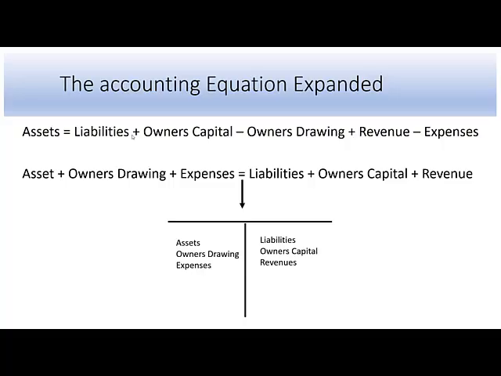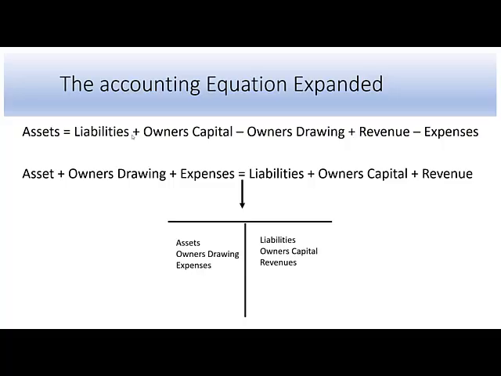Now, as we know from algebra, we can rearrange variables on each side of the equal sign. And if we rewrote this equation so that we did not have any negative signs anymore, it would look like the second line there. Assets plus owner's drawing plus expenses equals liabilities plus owner's capital plus revenue. And then we have an arrow going down to a thing called a T account, which we're going to be more familiar with going forward as well.